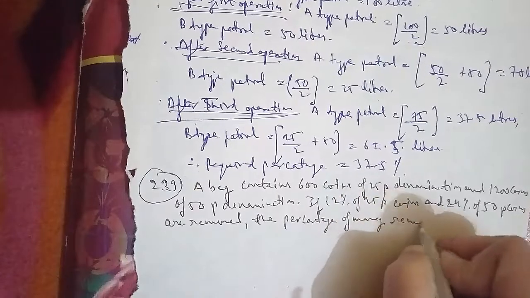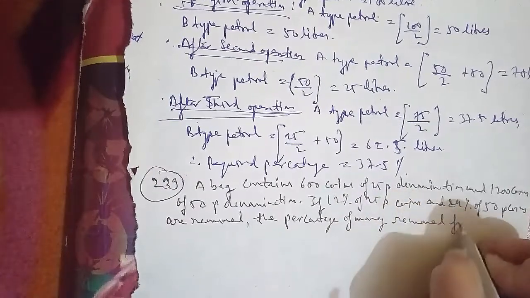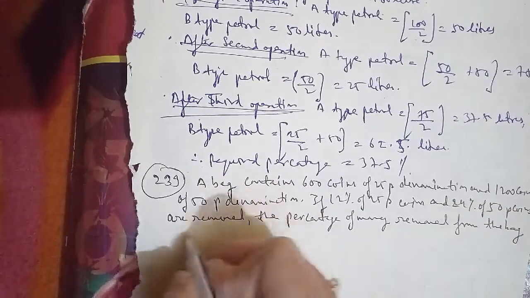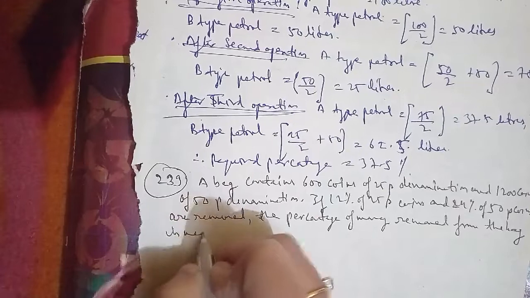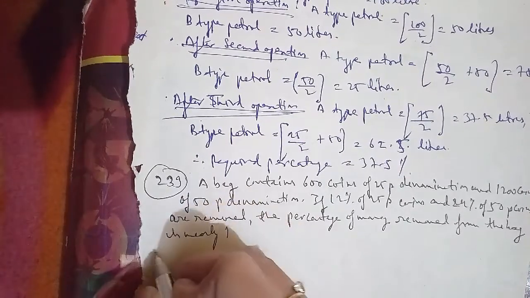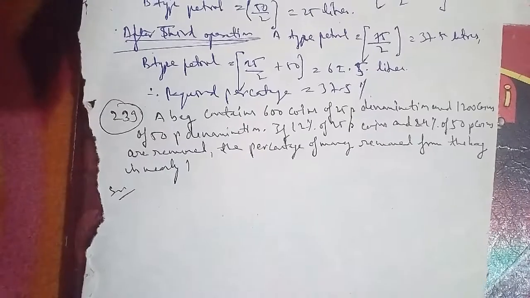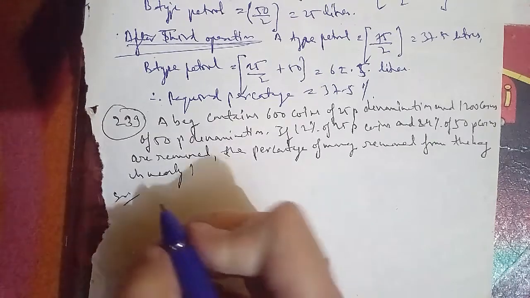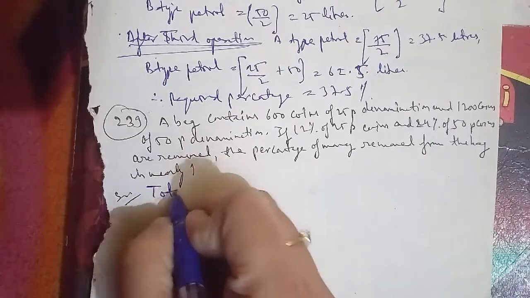12 upon 100 into 600 equals 72, so 50 paise coins removed. 24 upon 100 into 1200 equals 288, money removed.